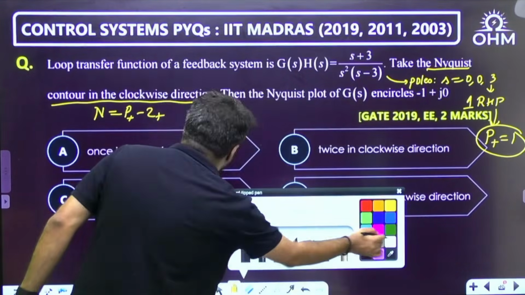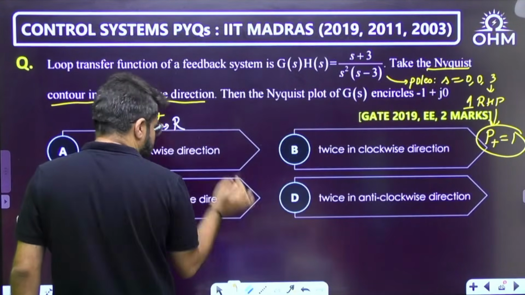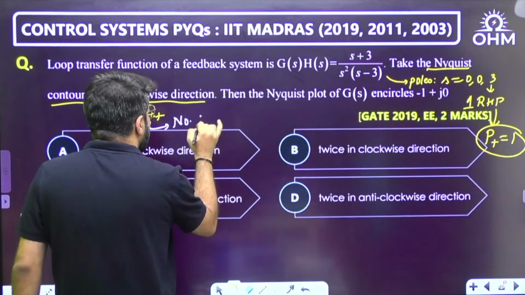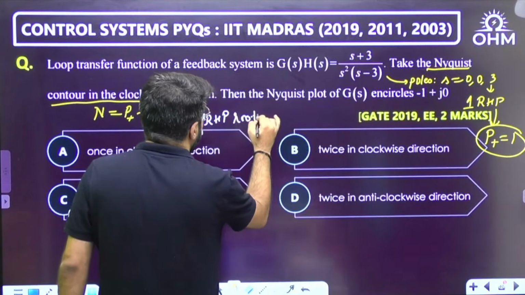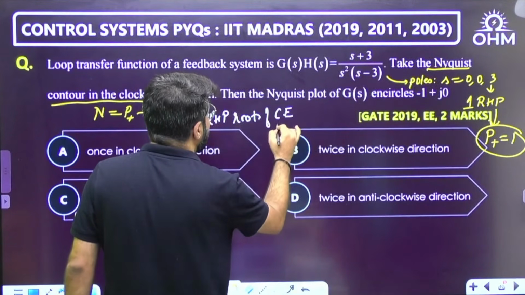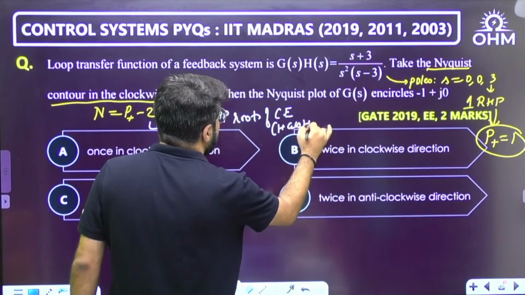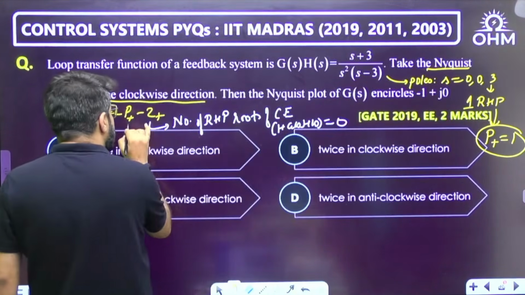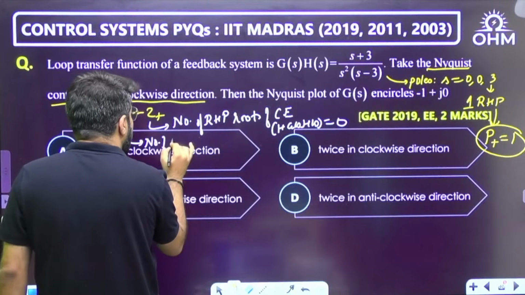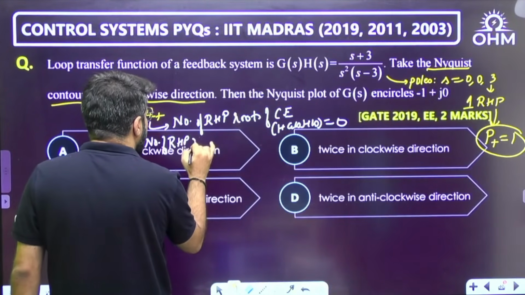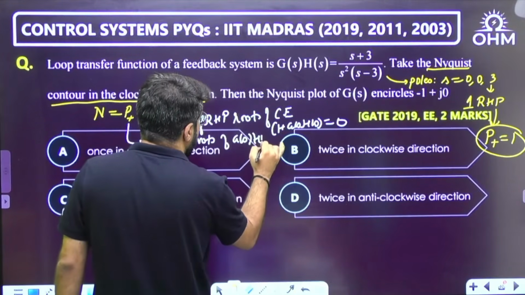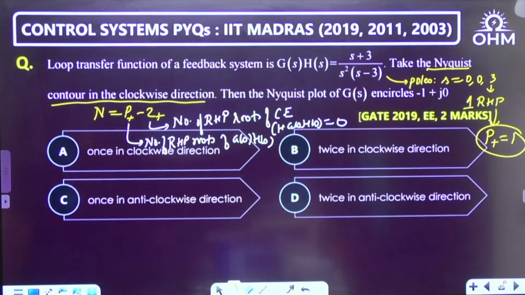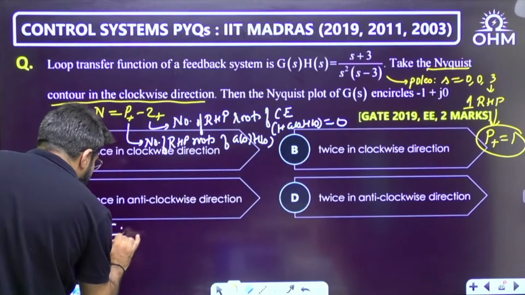Now Z plus means the number of RHP roots of the characteristic equation 1 plus GSHS equal to 0. Whereas P plus, briefly repeating here, is the number of RHP roots of GSHS. N is the number of encirclements of minus 1 plus J0. So now what is Z plus? For that I have to form the characteristic equation.